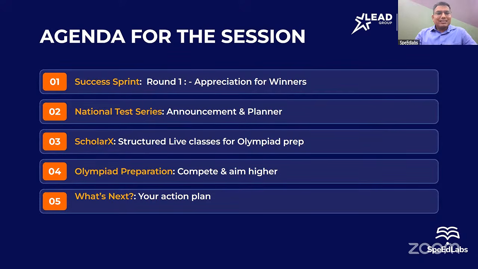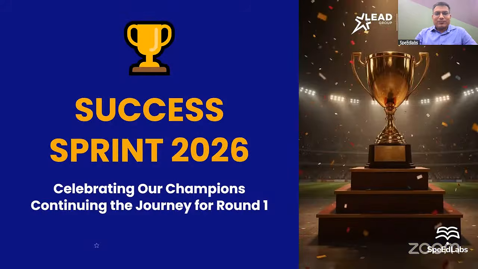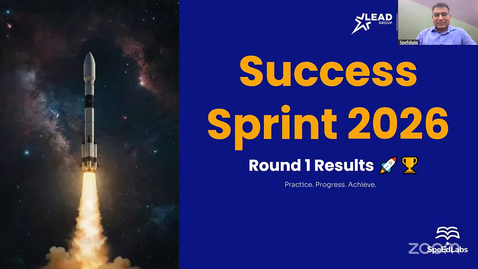All right. So we are celebrating the Success Sprint Round 1 winners, and the winners will be divided grade wise. In each grade, those students who practiced very well in the application for all 4 subjects, physics, chemistry, mathematics, and biology, and practiced different types of questions, will be considered toppers, or nationally they have done a fantastic job.